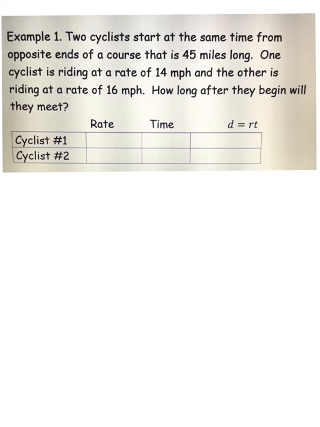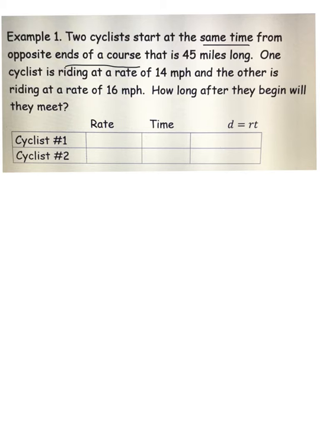All right, so let's do example 1 of our notes together. Two cyclists start at the same time from opposite ends of a course that's 45 miles long. So they start at the same time, and they're at opposite ends of the course. That means one of them is going to go one distance, one of them is going to go the other, and we're trying to find out when they meet.